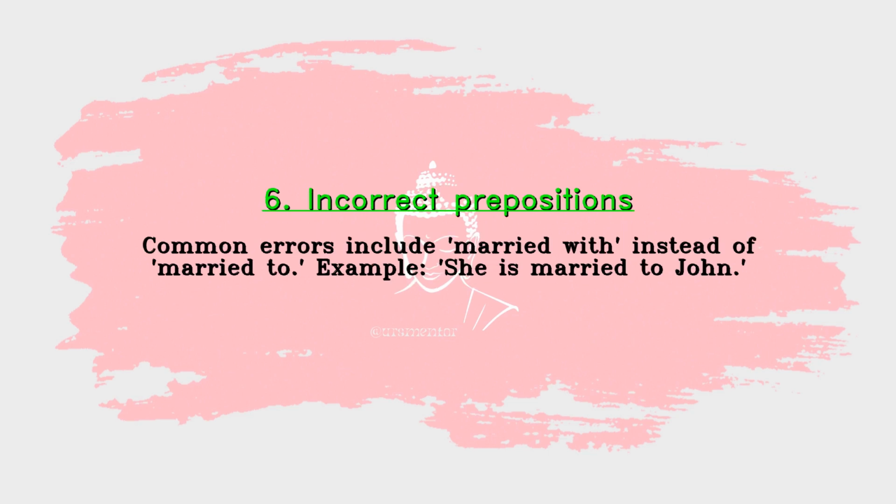6. Incorrect prepositions. Common errors include married with instead of married to. Example: she is married to John.